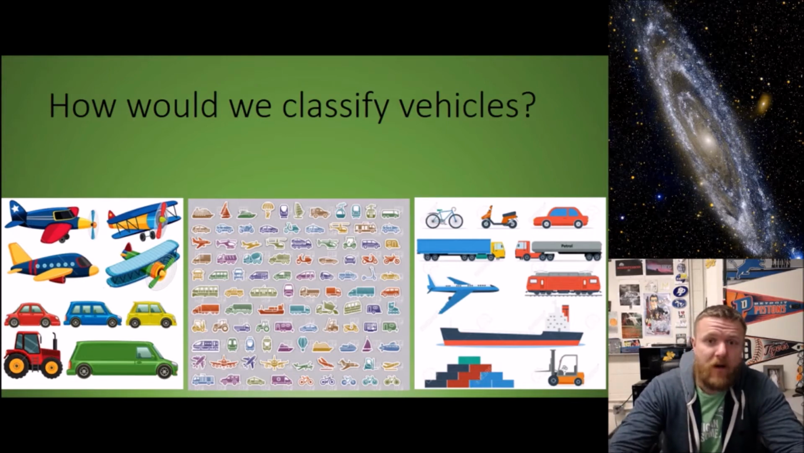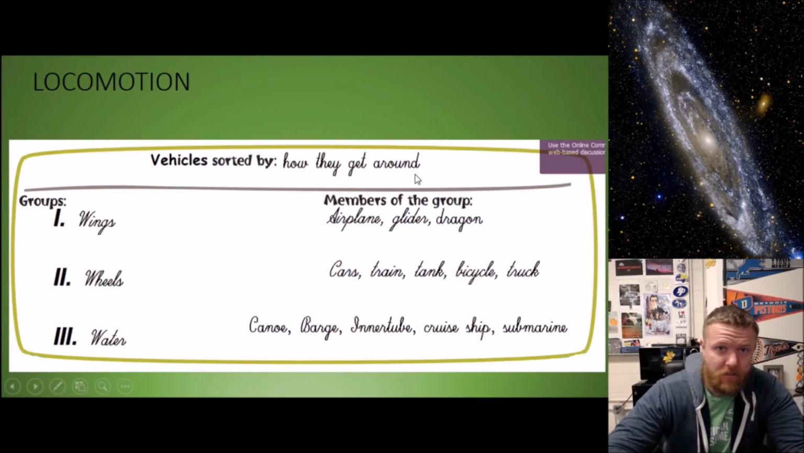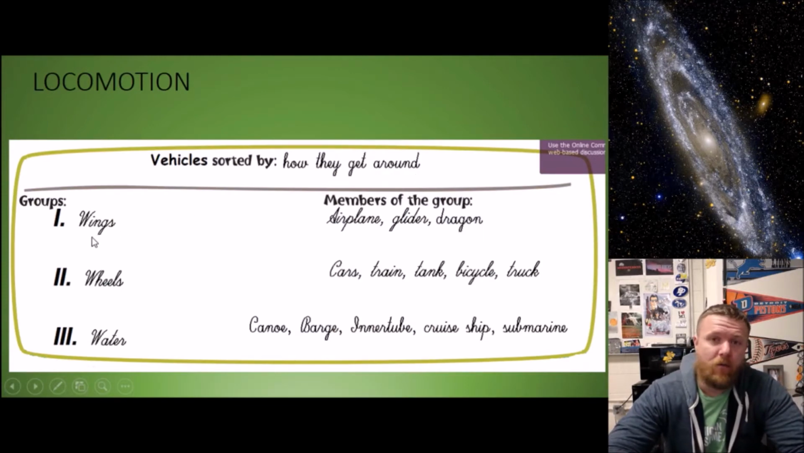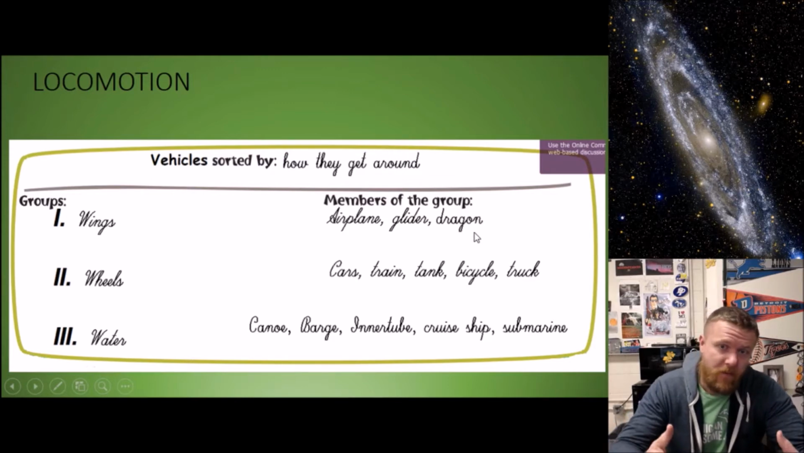If we were to classify a bunch of different types of vehicles, maybe we could classify them based on how they get around. And you could have a group of vehicles that get around with wings. You could have a group with wheels. You could have a group that gets around on water. And then each group would have a number of vehicles in that group.